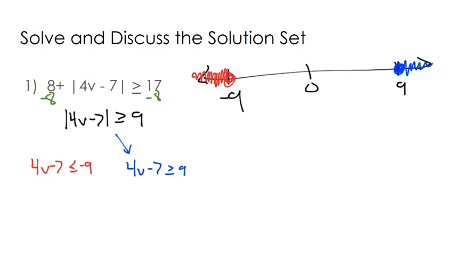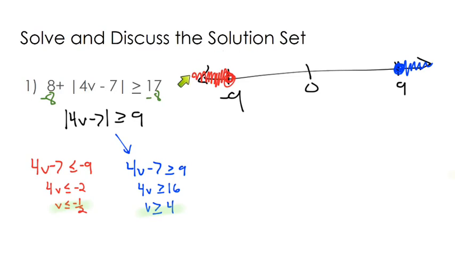So let's solve each of these. I'll solve the red one first. So I'm going to add 7 to each side. And then I'm going to divide by 4 on each side. And then we'll solve the blue inequality. So I'm going to add 7 to each side. And then I'm going to divide by 4 on each side. And so we have our solution set.